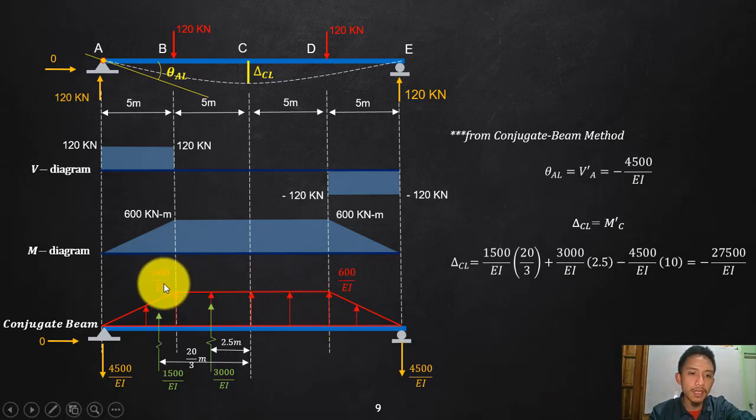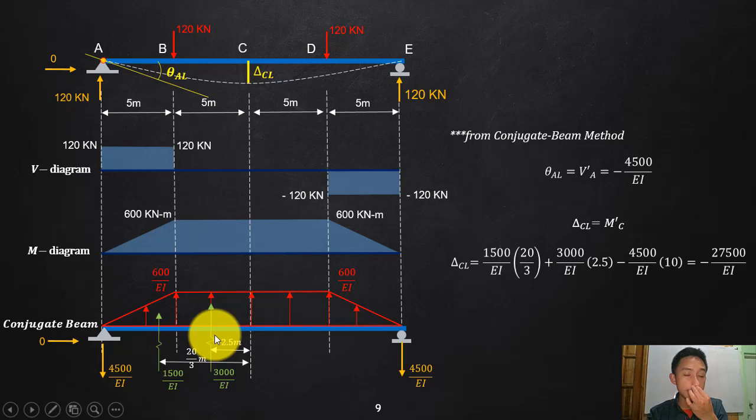I will just write it as all over EI, whatever the value is. So 600 all over EI and the same all over EI. So that is the same. That is my M over EI diagram, which is actually, since I am using the conjugate beam method in getting deflections, my loading of my conjugate beam.